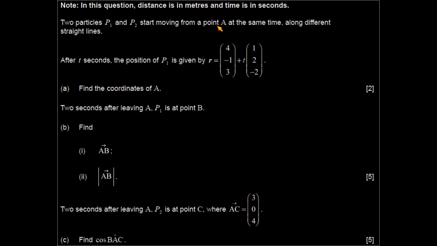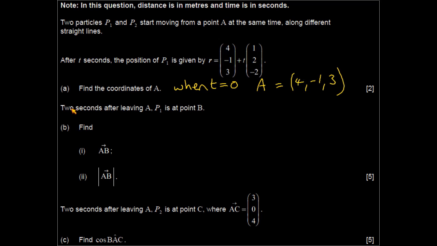So A is the point where they start moving from. So it's going to be the initial point here, the point where t is equal to 0. So therefore it's just going to be this starting point here. So A is going to equal (4, -1, 3).